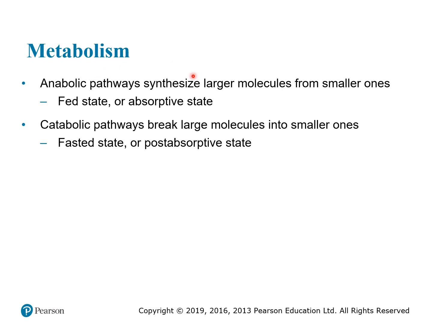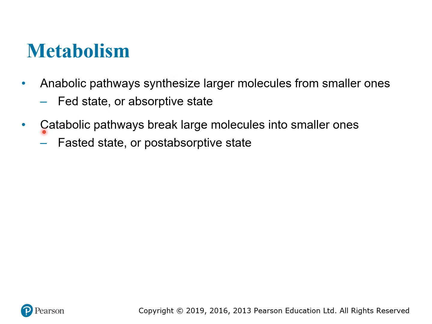Anabolic reactions are reactions that synthesize large molecules from smaller ones. For example, proteins are made out of amino acids. So if we take amino acids and link them together to create something large, such as a protein, that would be considered an anabolic reaction.